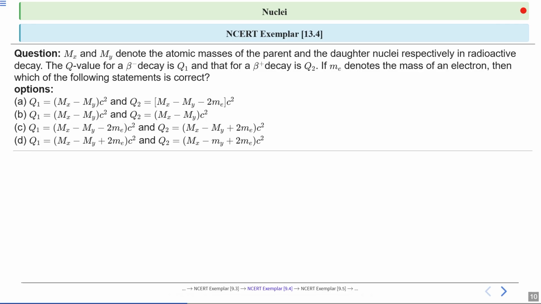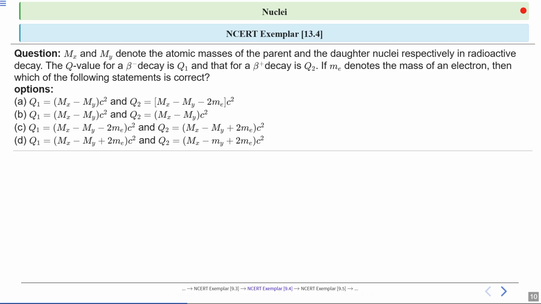So next example 13.4. So in question, mx and my denote the atomic masses of parent and daughter nuclei respectively in radioactive decay. The question deals with the calculation of Q values for two types of beta decay, beta minus decay and beta plus decay. It asks which of the given options correctly represent the expression for the Q values in terms of the atomic masses of the parent and daughter nuclei and the mass of an electron me.